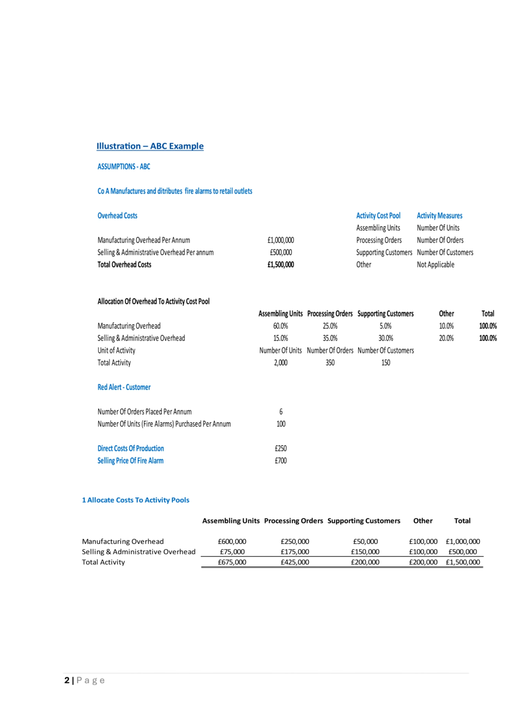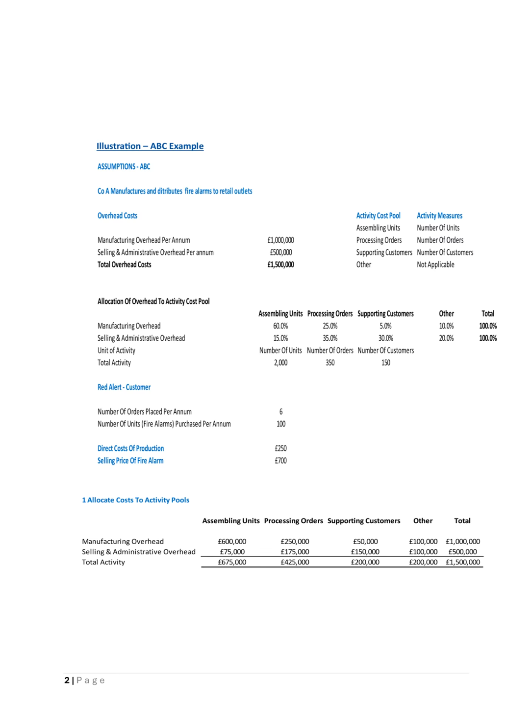The activities are measured by the number of units, orders, and customers, with total activity levels of 2,000 units assembled, 350 orders processed, and 150 customers supported. For example, the Red Alert customer places 6 orders per year and purchases 100 fire alarms annually, where direct production costs are £250 per unit and the selling price is £700.